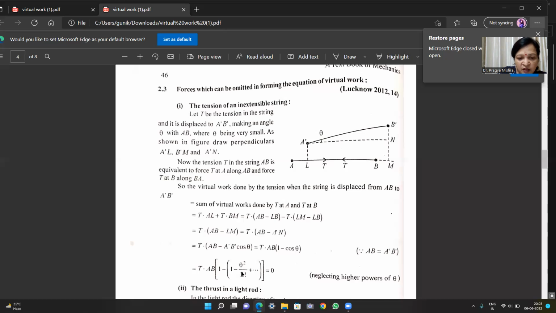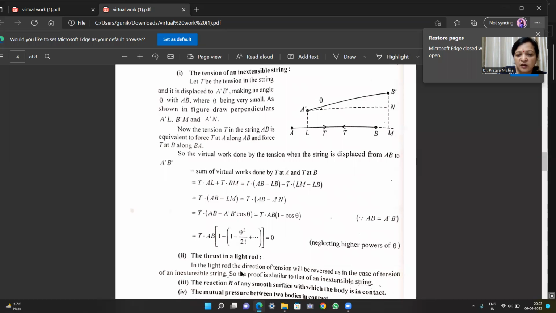Since we are taking very small displacement, we can neglect higher powers of theta. So from this we get 1 minus 1, that becomes 0. So the virtual work done by the tension of an inextensible string is 0. In the same way, we can prove that the thrust in a light rod is also 0.